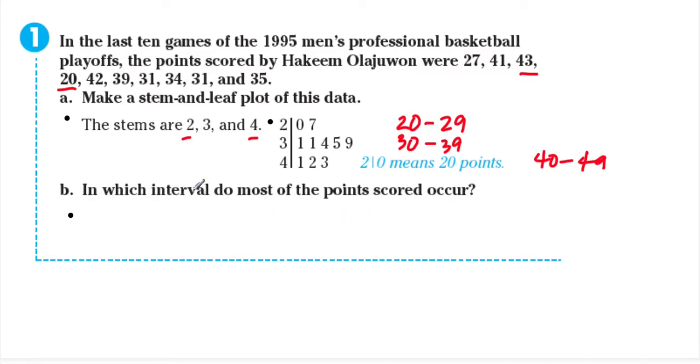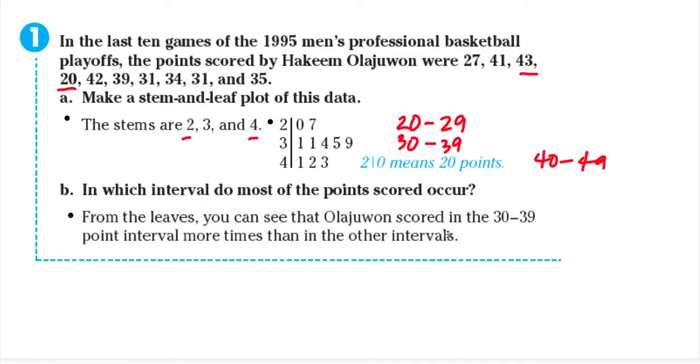In which interval do most of the points scored occur? It happened during the 30 to 39 point interval. And that is our answer. Olajuwon scored in the 30 to 39 point interval more times than in any other interval. So that's a good example.